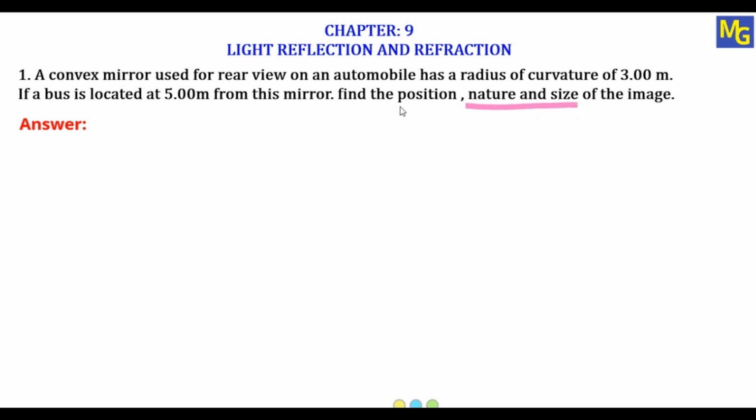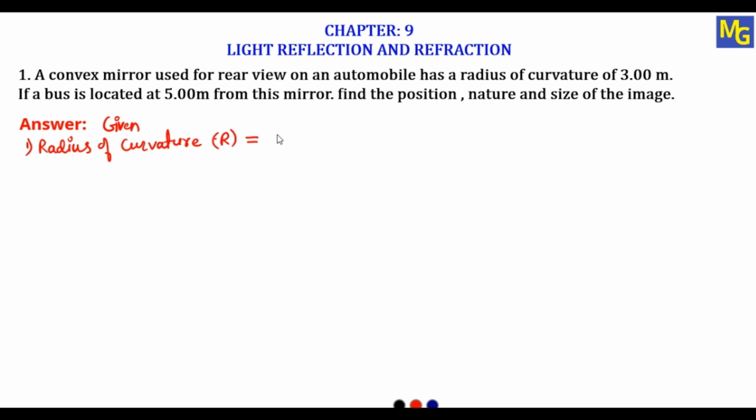So for this sum, we have to find out the v value for position and the m value for nature and size of the image. First we will write what is given in this numerical, and then we will see which formula we can use. So I'll write it here, given. What is given? The first one is radius of curvature, and it is 3 meter. We know radius of curvature is given by capital R.